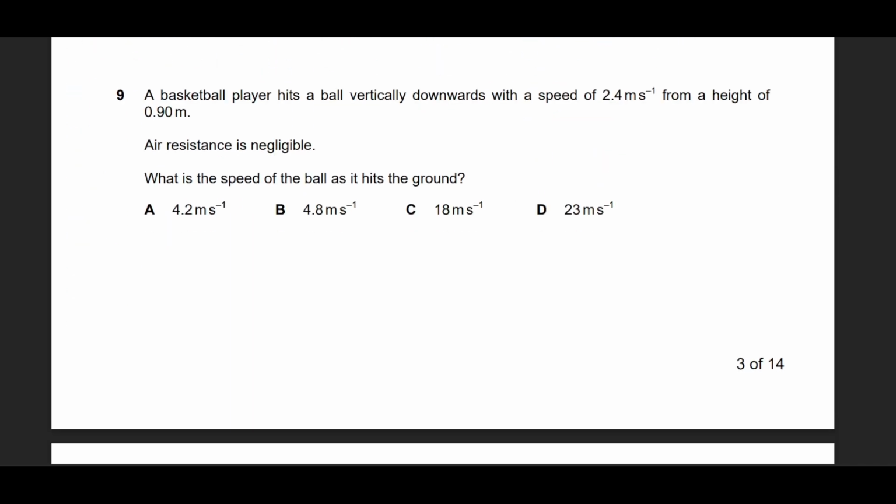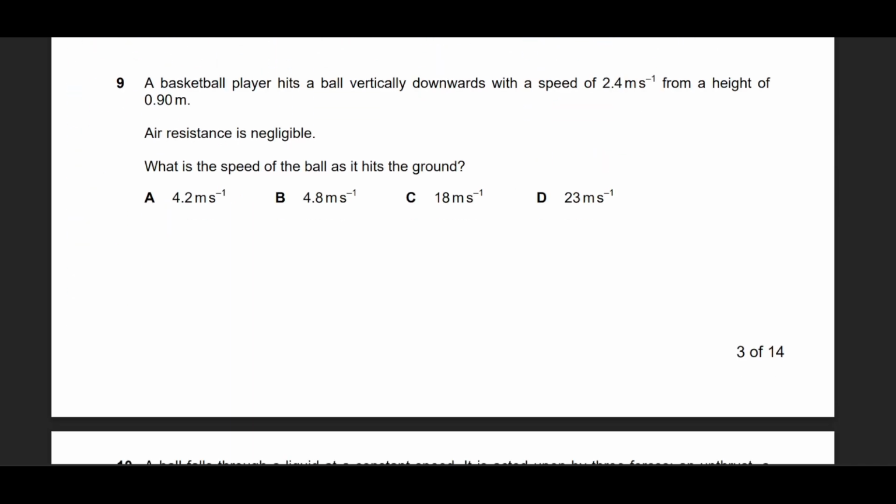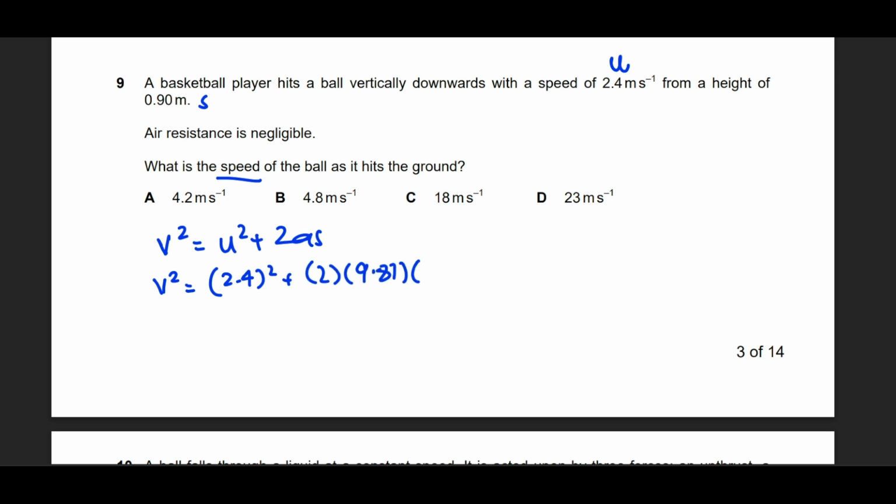Okay. Question number 9 suggests basketball. Now this is a simple equation of motion question. We have an initial speed u, we have the displacement, we don't need the time, we just want to find out the speed before hitting the ground. So I can suspect that the equation that we want to use is v squared equals u squared plus 2as. Now this is what I want to find out. So the initial speed is 2.4 whole squared plus 2 into 9.81 into s, which is 0.9. When you solve this, after of course taking the square root over the whole system, you get v equals 4.839 meters per second, which is 4.8, which is option B.